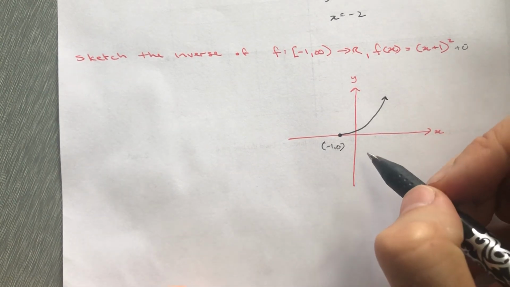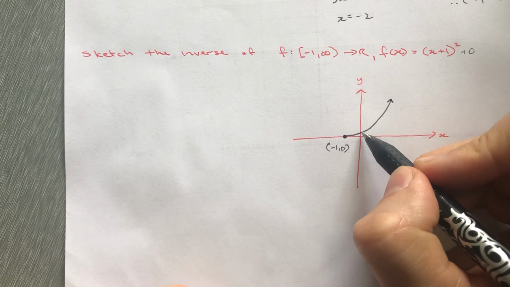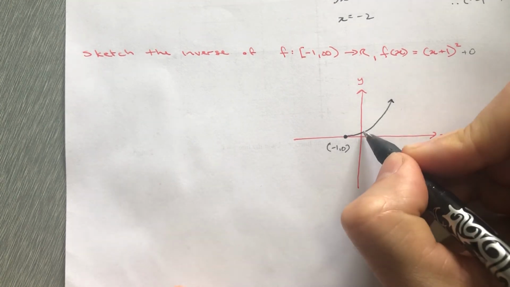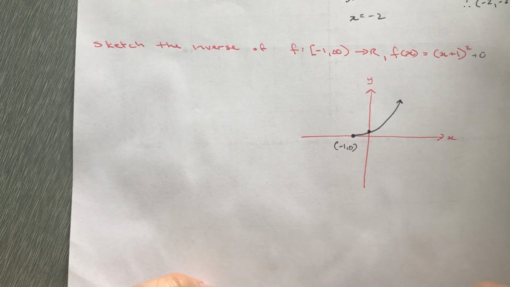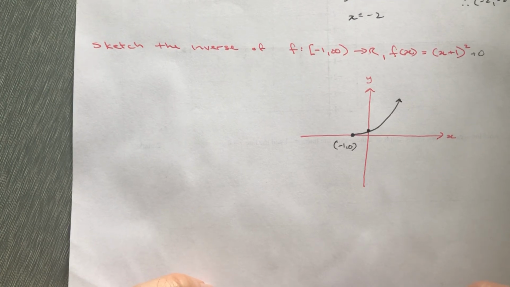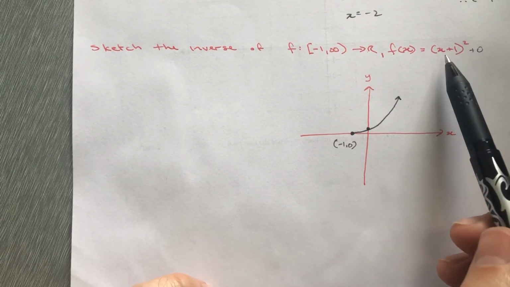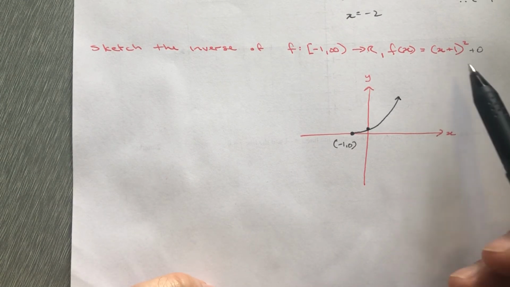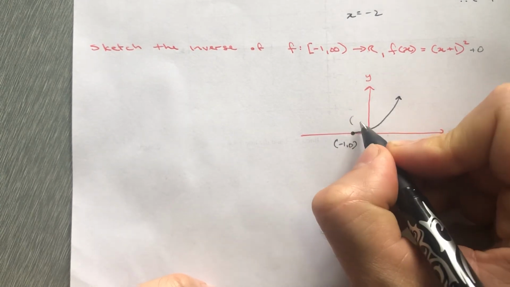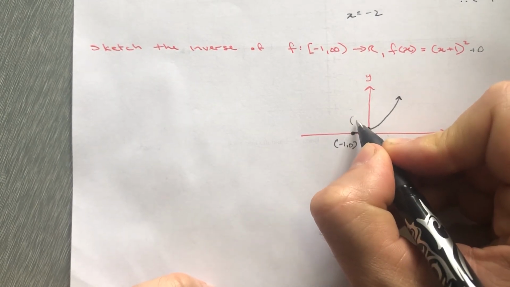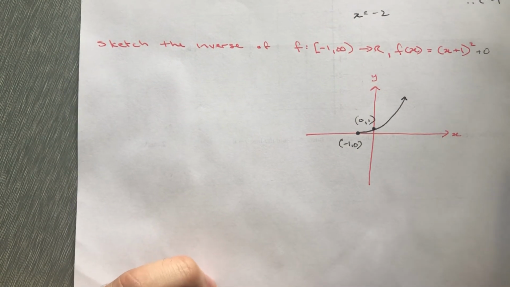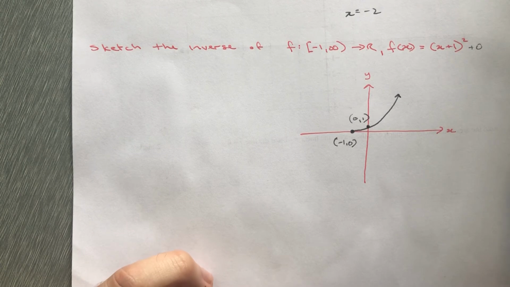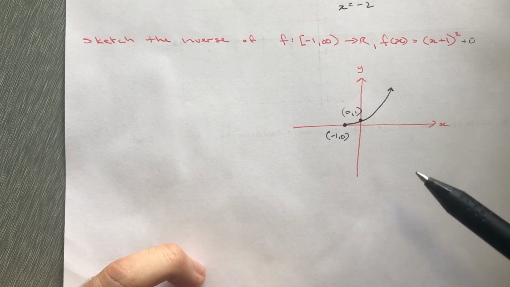We better show this important point here as well. That's just our y-intercept. If x is 0, it looks like that's going to be at 1. If you make x equals 0, that means 1 squared, which is 1. So that's at 0, 1. Okay, cool.